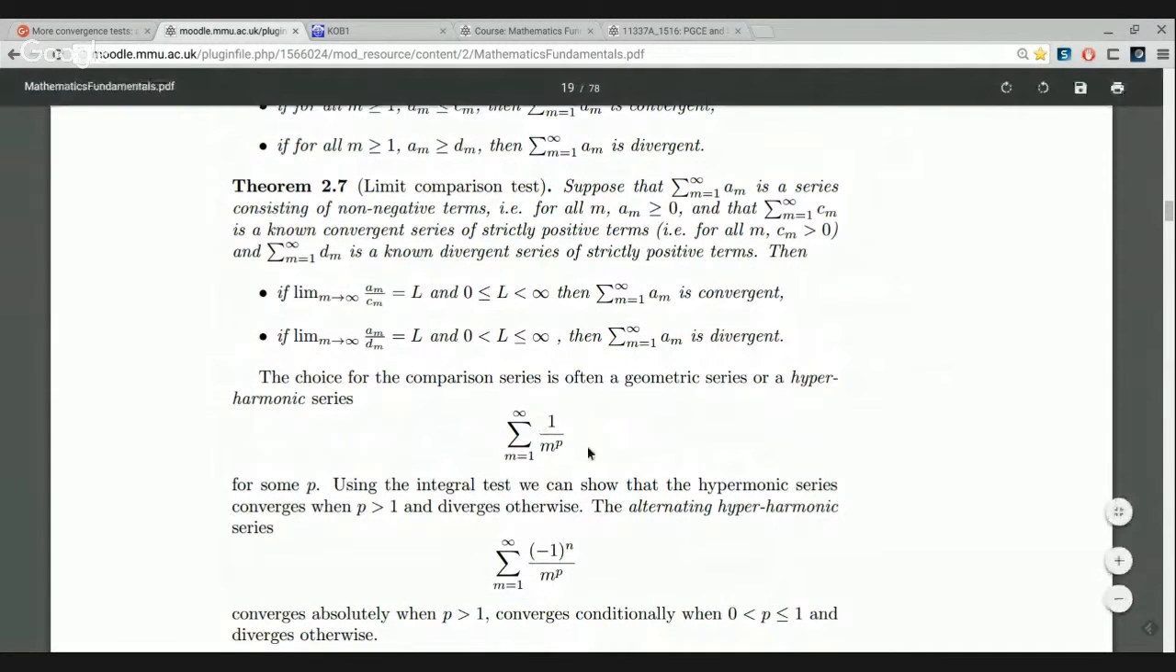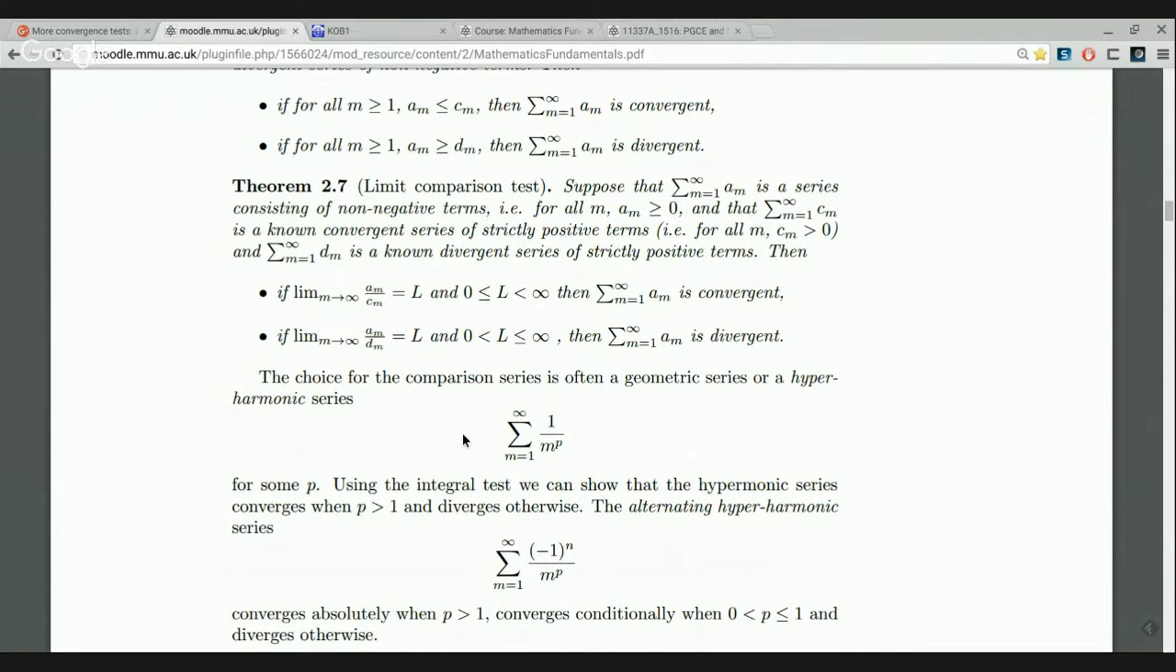The hyperharmonic series is any series of this form down here. The sum, as n goes from 1 to infinity, of 1 over n to the p, for some fixed power p. And with the aid of the integral test, we completely know about the convergence of these hyperharmonic series. They converge for p strictly greater than 1, and they diverge for p less than or equal to 1.